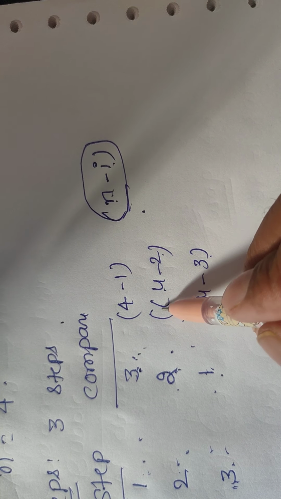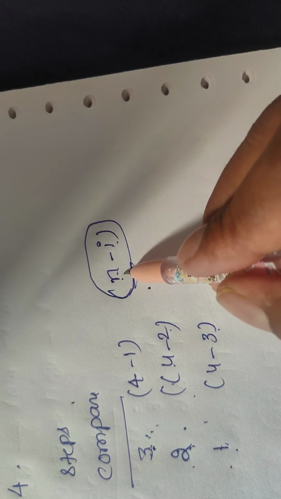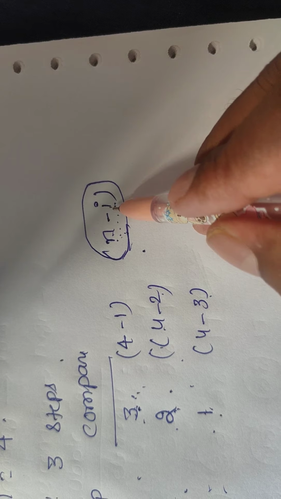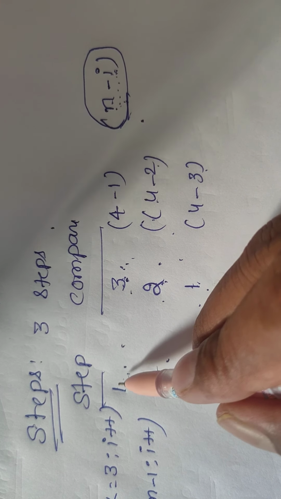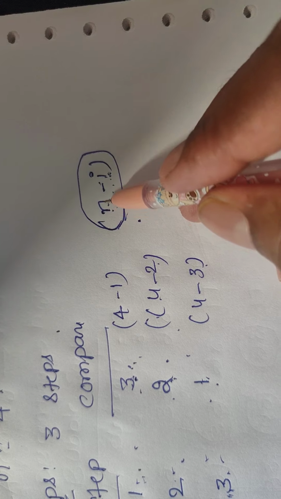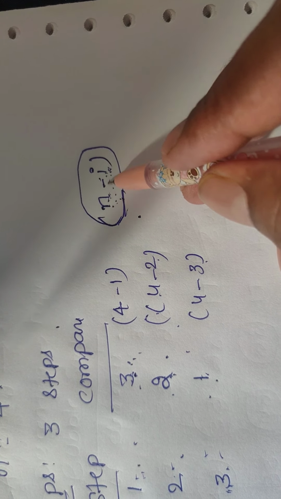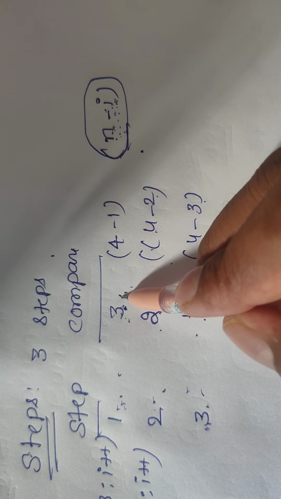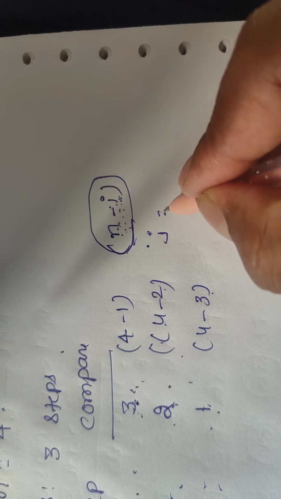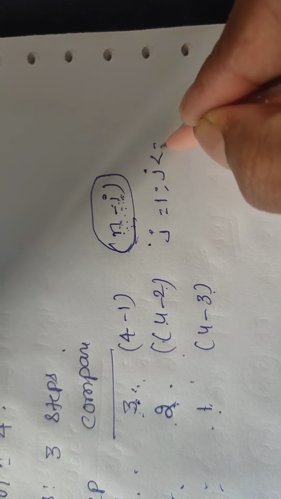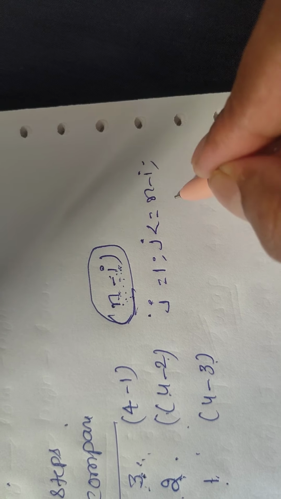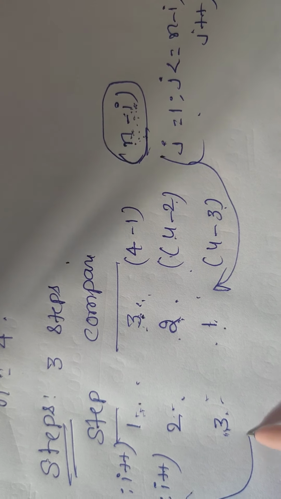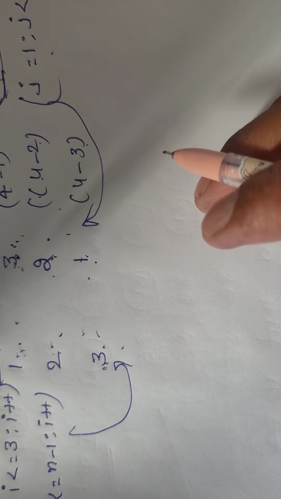Based on this, we can simply generate one formula, one equation, that is n minus i. That means starting with 1, ending with n minus i, where i depends upon the step. In step 1, i becomes 1. n minus i, that means 4 minus 1, that means 3. That means in the first step, there are 3 comparisons, 1, 2, 3. So for this one, we will take j equals 1, j less than or equal to n minus i, j plus plus. So this is the formula for this one, and this is for that one. Based on this, we can write one simple algorithm.